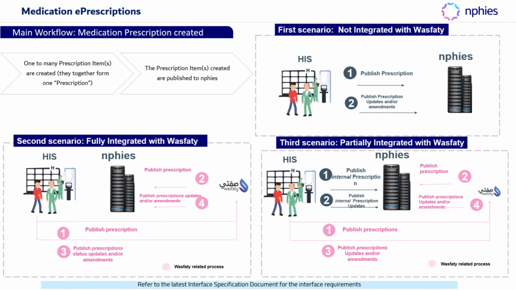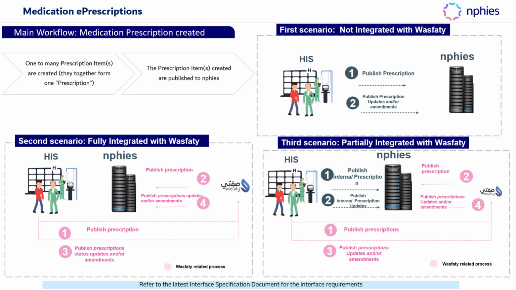For the medication e-prescriptions use case workflow, there are 3 scenarios. The first scenario is in the case when the healthcare organization is not integrated with the external system, WASFA-T. The health information system will publish the prescription to Nphies, as well as will be able to publish prescription updates and/or amendments. Whereas in the second scenario is when the healthcare information system is fully integrated with external system, WASFA-T. Thus, the health information system will publish both the prescription and the prescription updates and/or amendments to the external system, WASFA-T, then it will be published to Nphies.